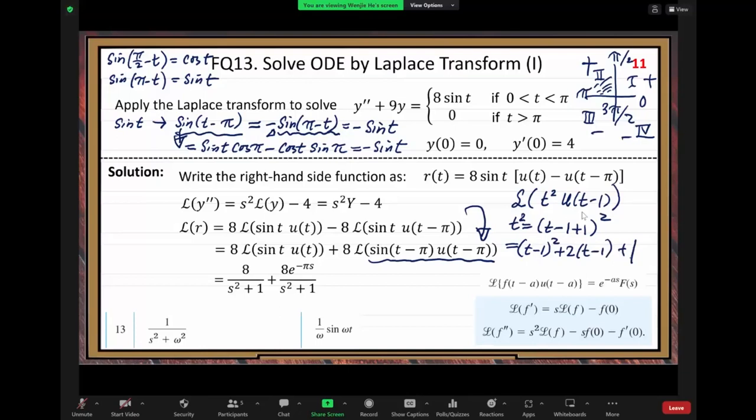Then you have 2 t minus 1 terms. But each one you know how to do, right? That's a homework question, number 4.